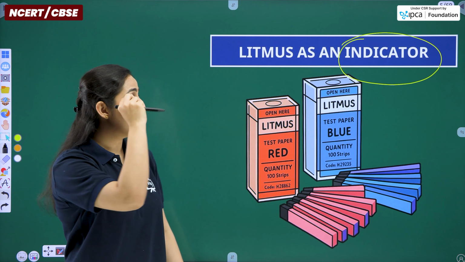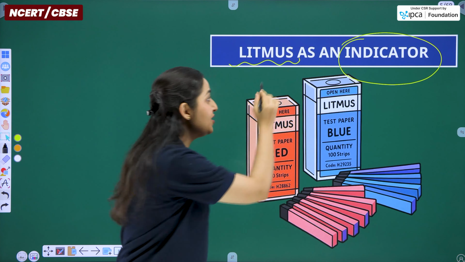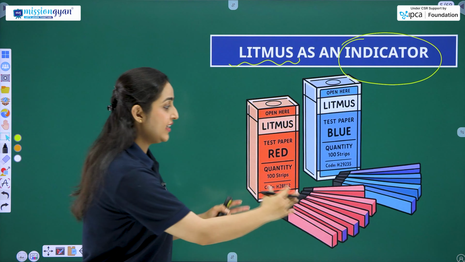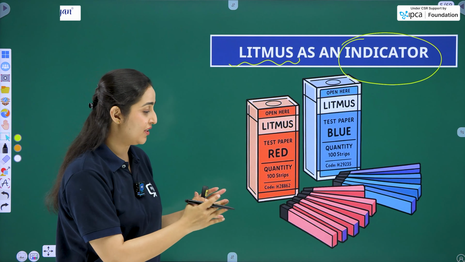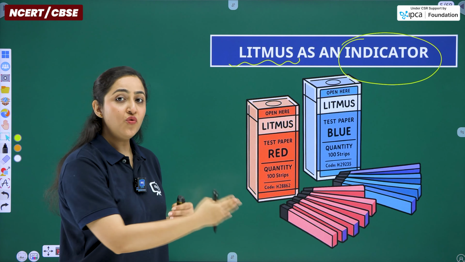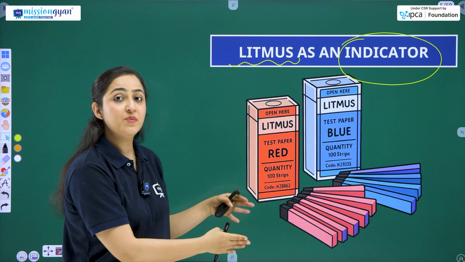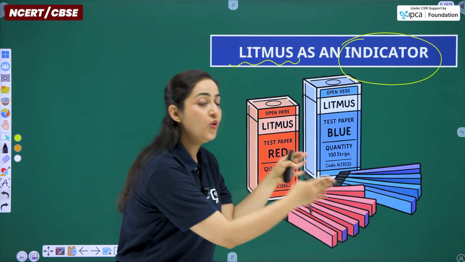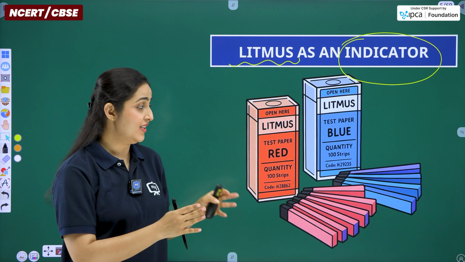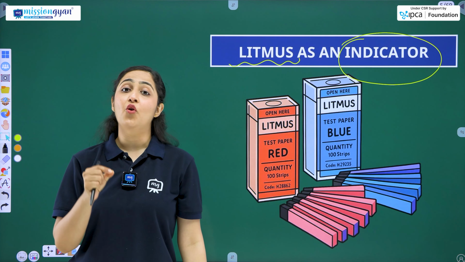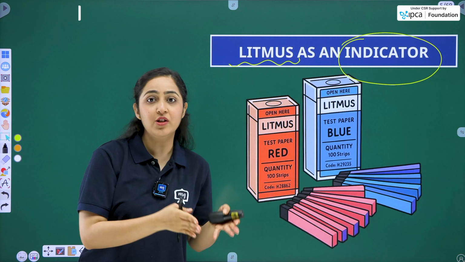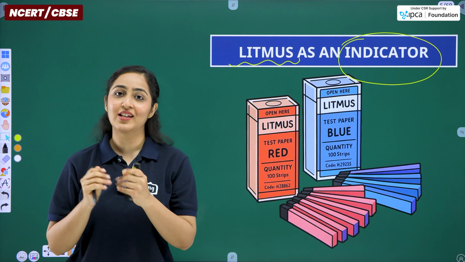All right. So the first indicator, litmus, is what, students? You can see these colorful strips in the image. Litmus comes in two forms, red litmus and blue litmus. So we have red litmus paper strips and blue litmus paper strips with us. Litmus also comes in the form of solution, blue litmus solution and red litmus solution.